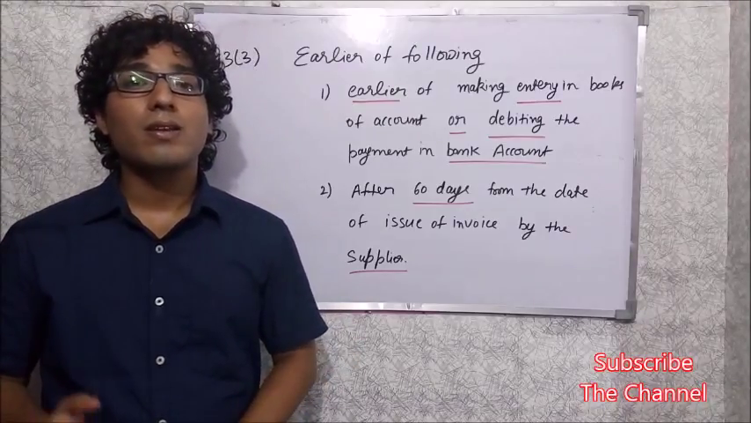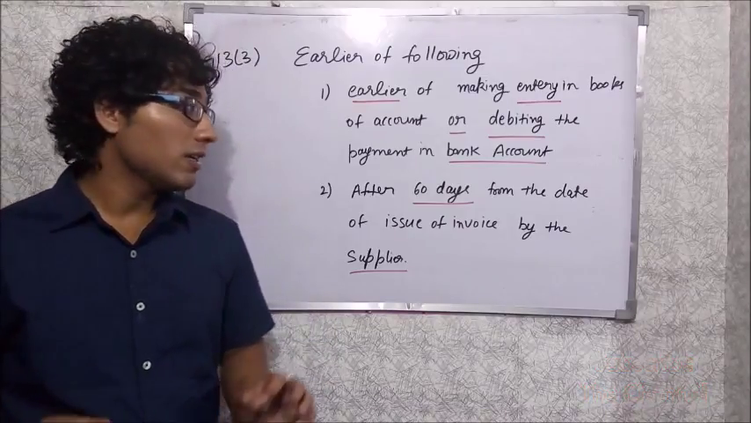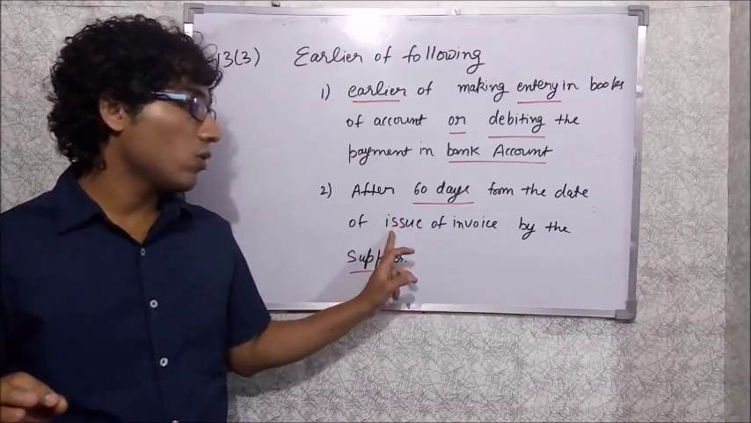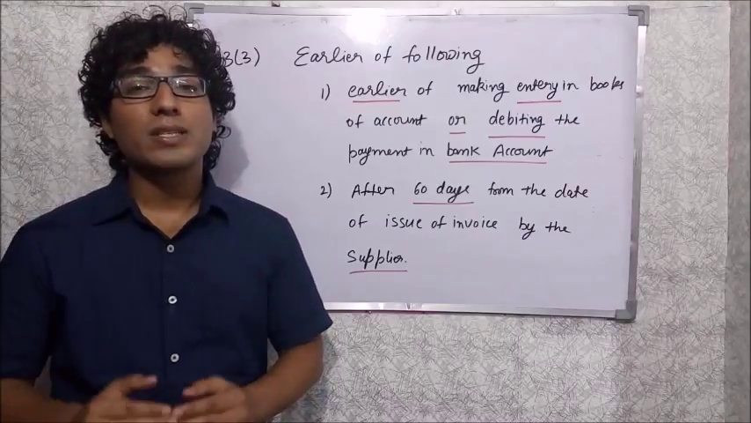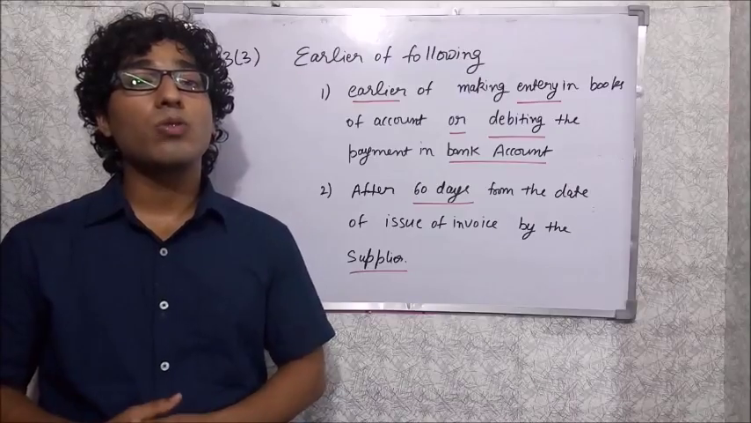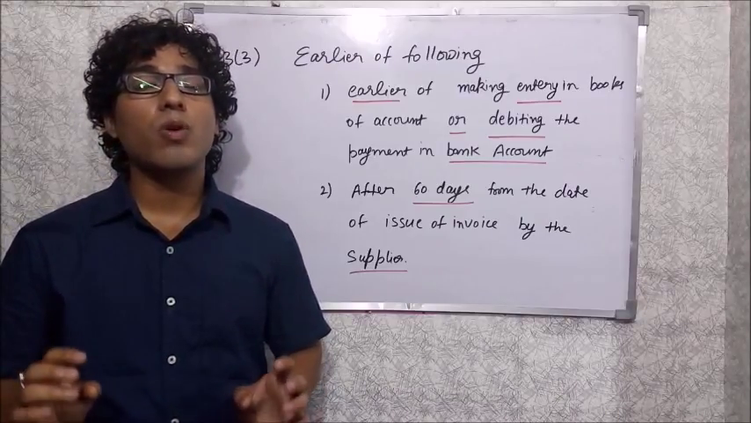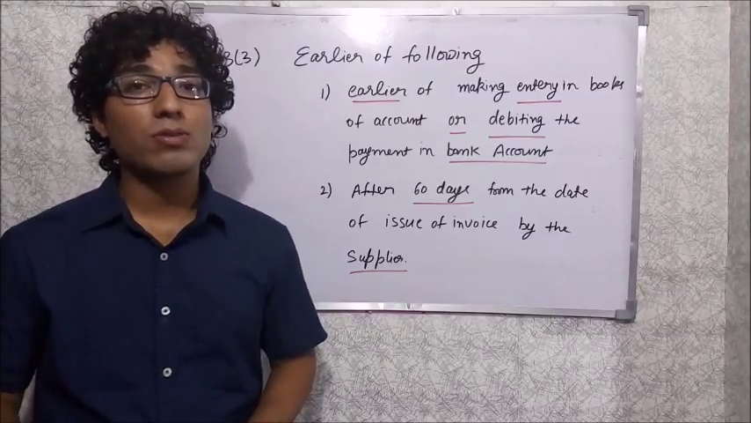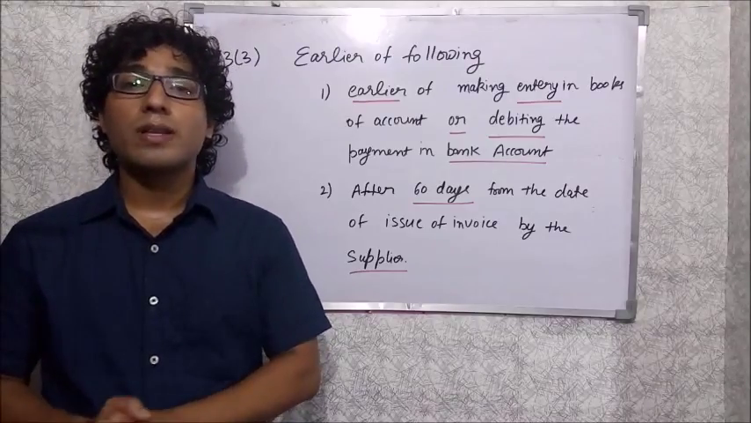And the second event which needs to be determined under section 13 subsection 3 is the 60 days from the date of issue of invoice by the supplier. So you have to calculate the 60 days from the date of issue of invoice by the supplier. So add the 60 days from the date of issue of invoice by the supplier.